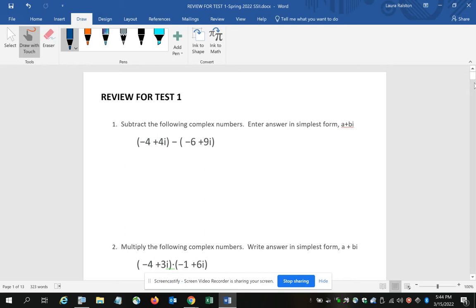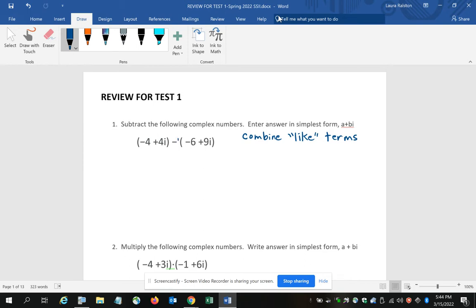So question one says, subtract the following complex numbers. Enter the answer in simplest form. And this question is related to subtraction, but the process can also be used with addition. And it's very simple. To subtract or even to add complex numbers, you want to combine like terms. Okay, so you want to combine the real numbers with the real numbers and the complex numbers with the complex numbers. Now, I like to go ahead and distribute the negative sign.